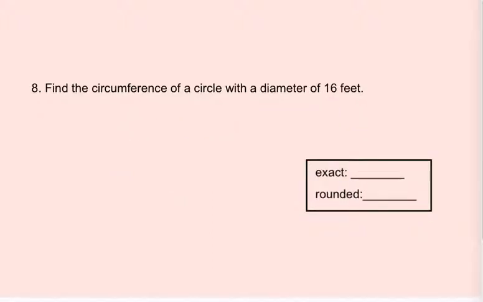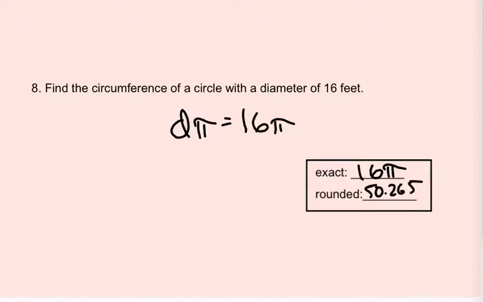So find the circumference of a circle with a diameter of 16 feet. Once again, diameter times pi is just 16 times pi. There's my answer. So 16 times pi is going to be 50.265. There's my answer.